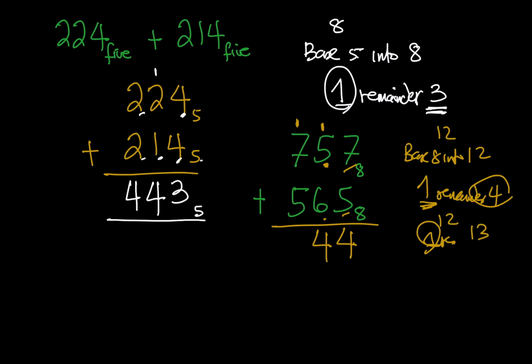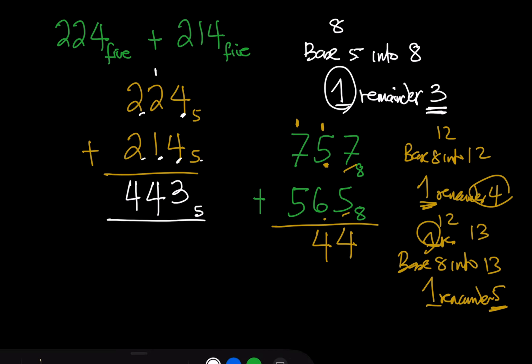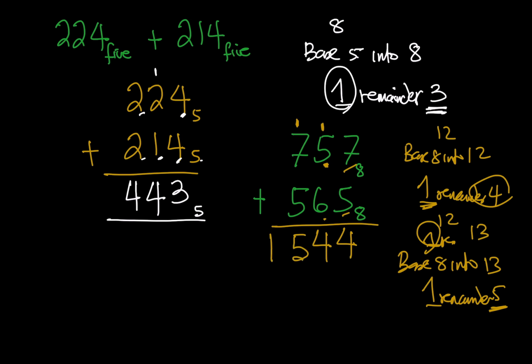Now that we have 13, we can ask the question: base 8 into 13? Base 8 into 13 is also still 1 remainder 5. And remember, we write a 5 first. Don't forget that. We always write a 5 first. So it's going to be 5, and then we bring the 1 on the side here, so that we have 1544 in base 8.